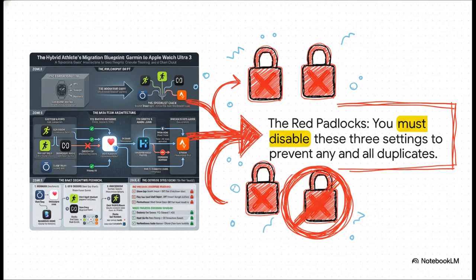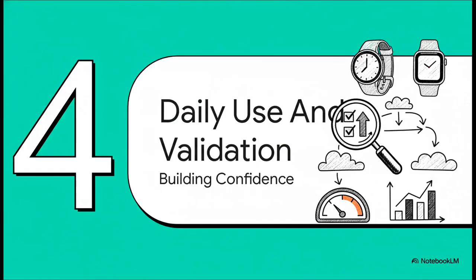All right, look at those red padlocks on the screen. We need to disable 3 potential data pathways. First, turn off Strava's ability to import from Apple Health. Second, turn off Hevy's ability to export its workouts to Apple Health. And third, turn off WorkOutDoors direct sync to Strava. By shutting down these 3 redundant paths, we are enforcing our one-writer rule and making it literally impossible for duplicates to be created. So once that's all configured, the daily process is completely seamless.